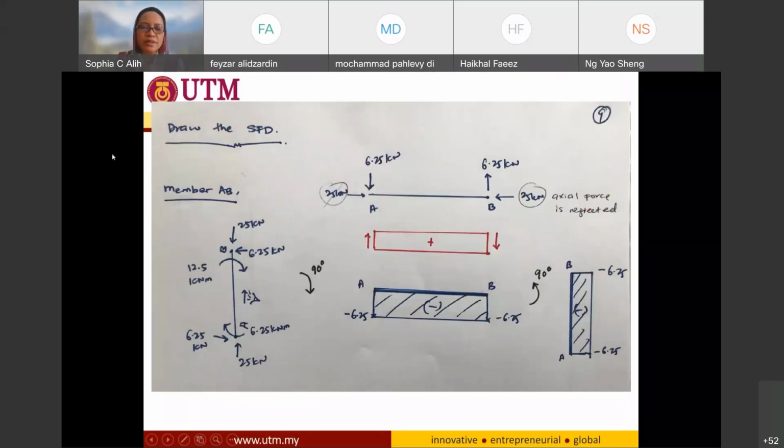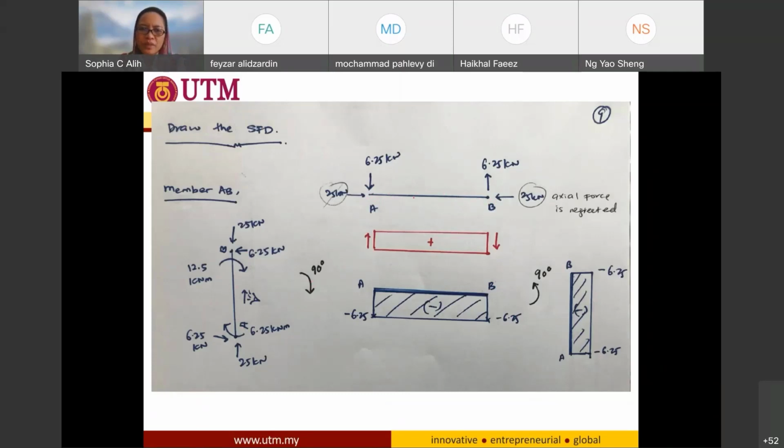I take this member to the next slide. It is exactly like this. So you have your end moment, your shear force, and also your tensile forces acting on member AB. To make it easier to draw the shear force and bending moment diagram, I rotate it 90 degrees in this direction in order to look at it as a horizontal member. It is going to be like a beam member from point A to B.